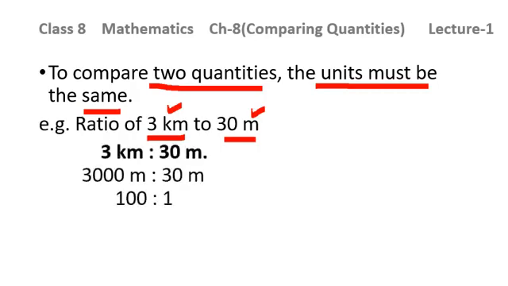So what we have done, we need to take the ratio. So it will be 3 kilometers ratio 30 meters. What I have done here is I have converted 3 kilometers into meters, or you can do it either way, that is, you can convert meters into kilometers, but I have converted kilometers into meters. So it will be 3000 meters ratio 30 meters. After cancelling out, you will get 100 ratio 1. So this is the answer, or this is how we need to compare two quantities.